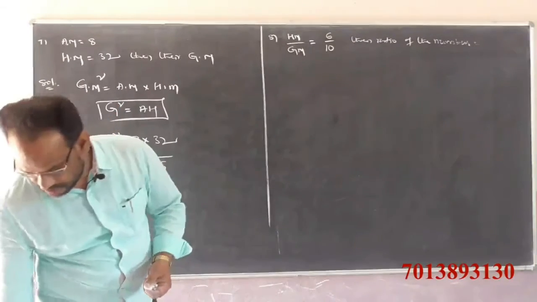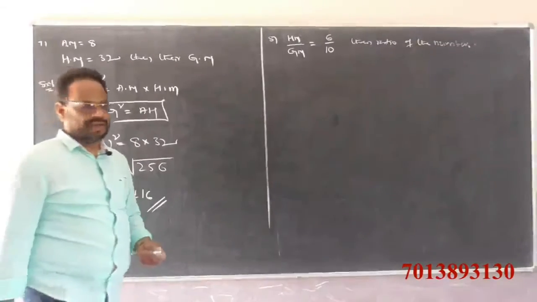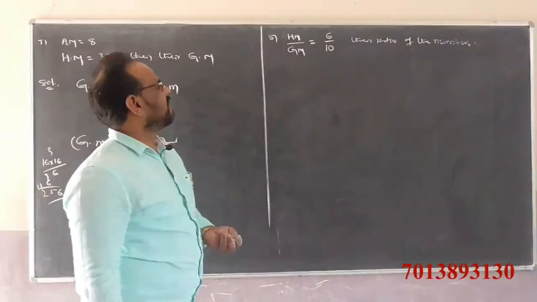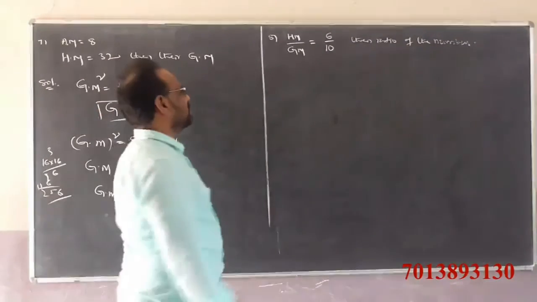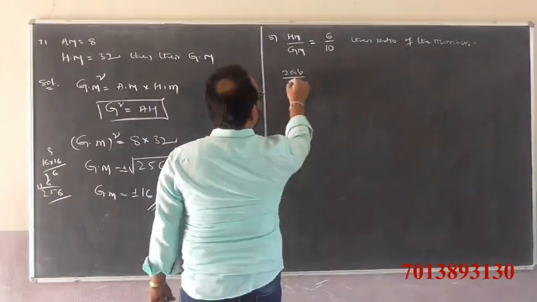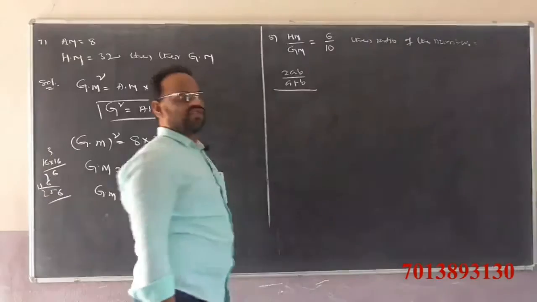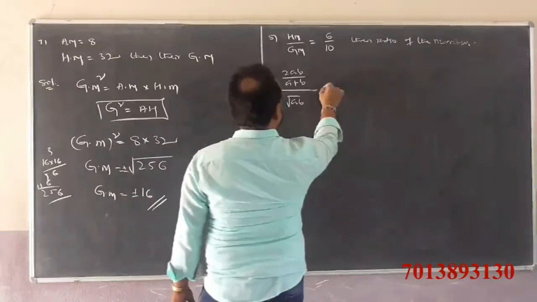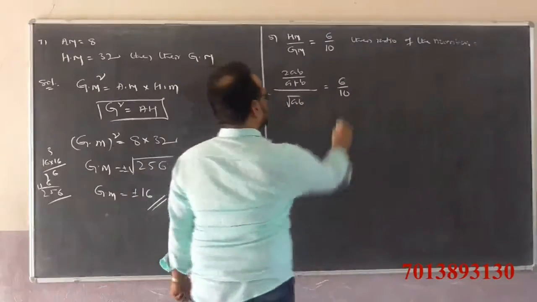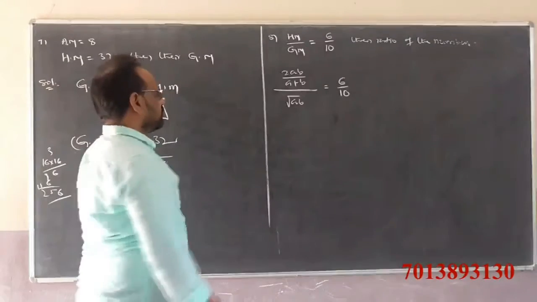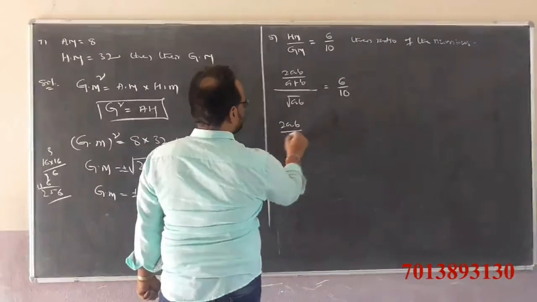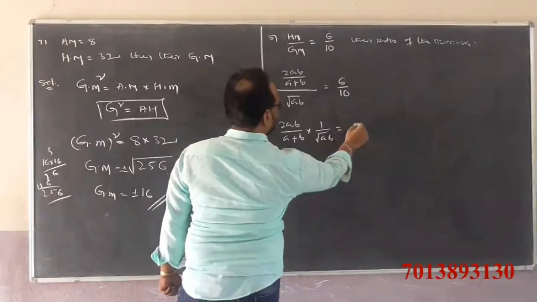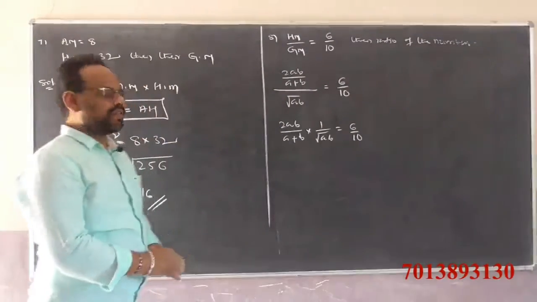Next problem. The ratio of harmonic mean and geometric mean is 6 is to 10. Then the ratio of the numbers is. Already we know that harmonic mean is nothing but 2ab by a plus b, and geometric mean of two numbers is nothing but square root of ab, in the ratio 6 is to 10, that is 6 by 10. So this can be written as 2ab by a plus b into 1 by square root of ab is equal to 6 by 10.